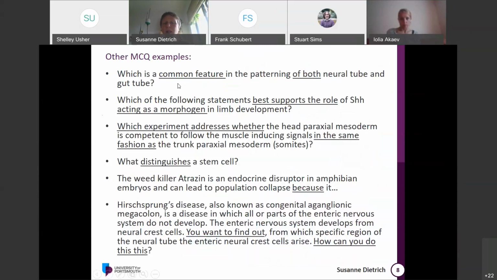So, for example, here is a question where students were meant to identify common features between two processes, or they had to find an experiment that would address a particular scientific question. They had to distinguish between properties. Here they had to do some scientific reasoning to find the answer to how come a particular weed killer causes developmental defects. But now really, did we achieve what we wanted to achieve?